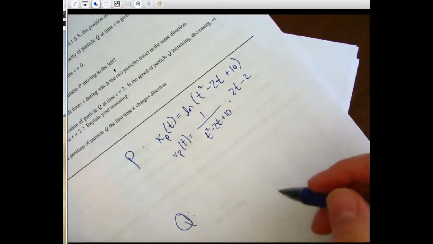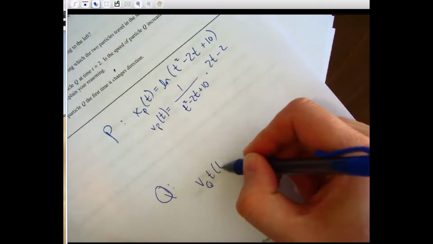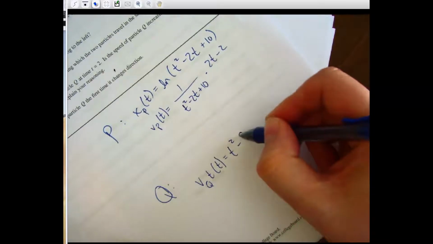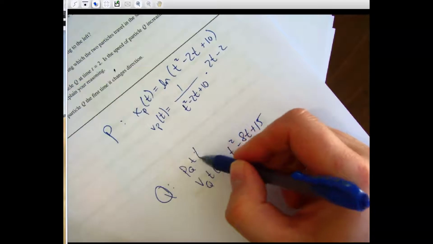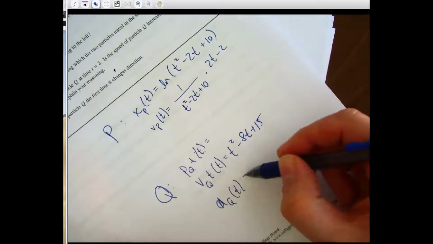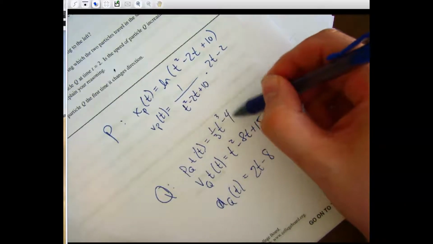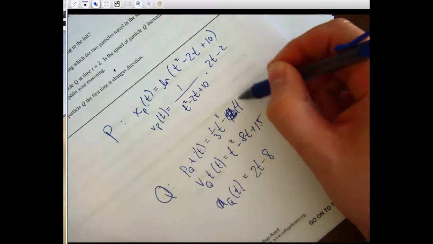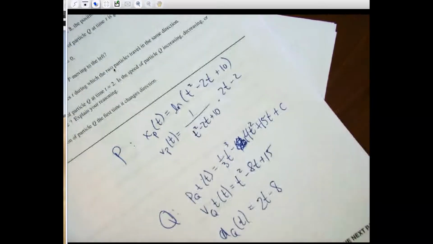For Q, they gave us the velocity. So the velocity of Q, they told us that's t squared minus 8t plus 15. And I might need to find the position of Q. I can't really remember. Or I might need to find the acceleration of Q. It should be 2t. I could do these right now. I don't know if I'm going to need them. This would be t cubed over 3 minus 4t squared plus 15t plus c. So you probably won't need that one, but just in case. So I got these two particles, and they're going to ask me a bunch of questions about them.